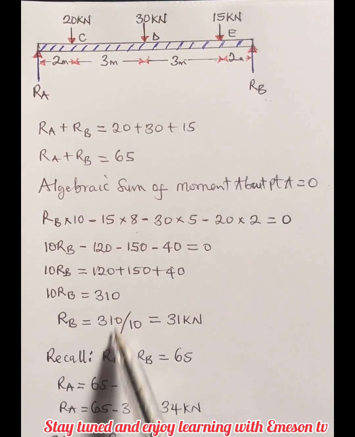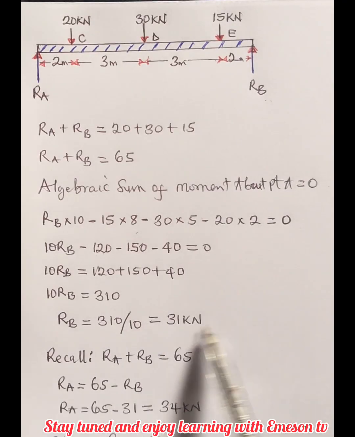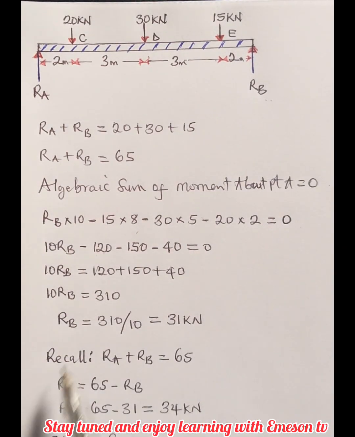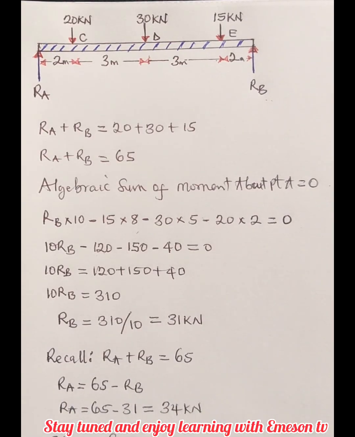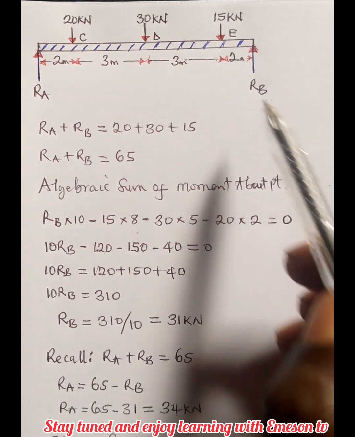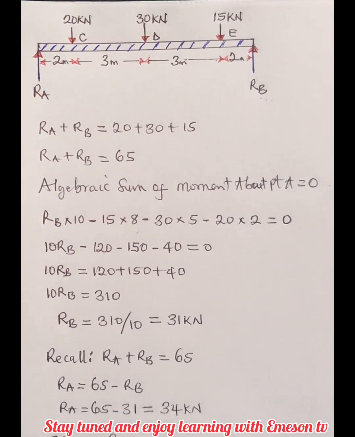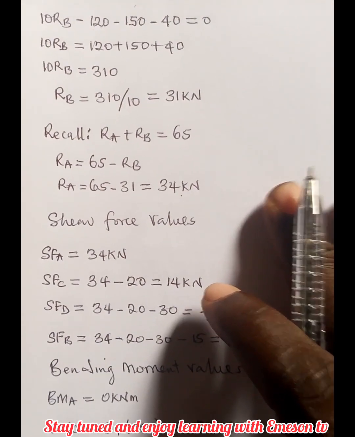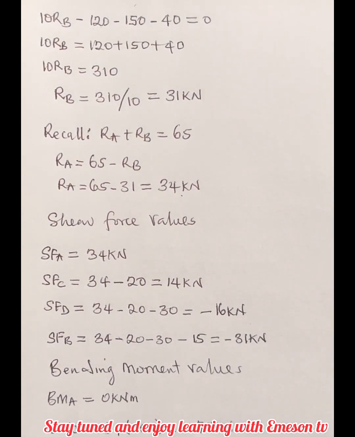For us to get R_B, we have to divide by 10. So R_B is giving us 31. Recall that R_A plus R_B is 65. It means R_A will become 65 minus R_B, which will give us what? 34. So I have the reaction forces here. R_B and R_A have been gotten, 34 and 31. So let's proceed. Since I've gotten the reaction forces, we can proceed to get the shear force values.